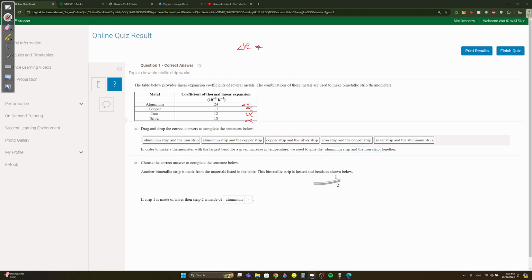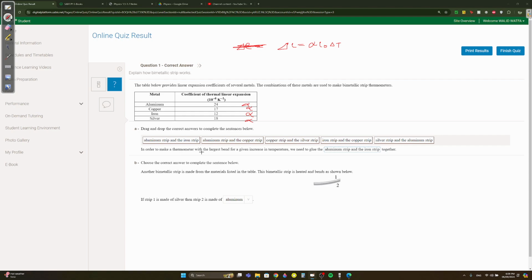I'm not gonna erase this, I'm gonna keep this at the top. Delta L equals alpha L initial delta T. Right? Remember this equation, we're gonna keep it at the top. Okay, we have all the alphas here.